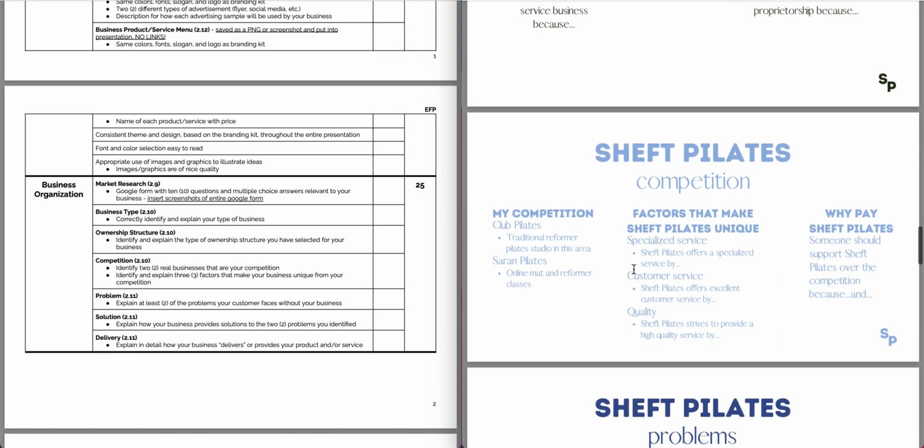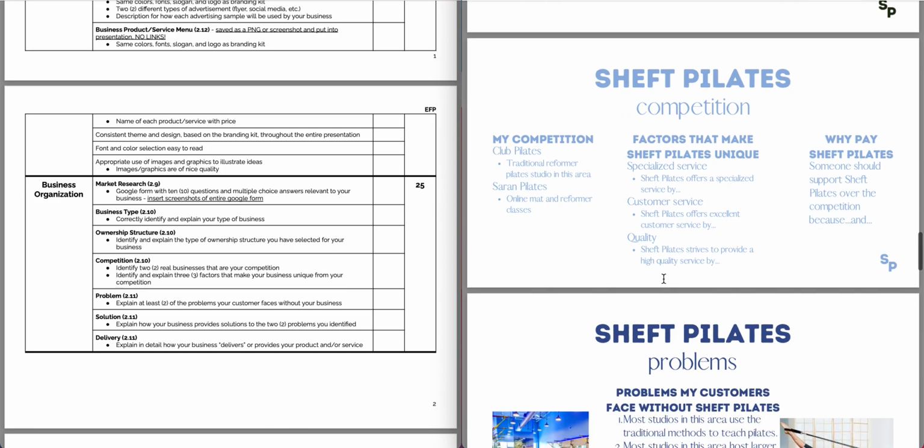Moving on to competition. You need to identify 2 real businesses that are your competition. And then you need to identify and explain 3 factors that make your business unique from your competition. These factors I took from the list that was provided in the 2.10 Google Slides presentation. Please go to that slide, pick 3 things from the list of factors that make your business unique, and then explain. And then why pay Chef Pilates?